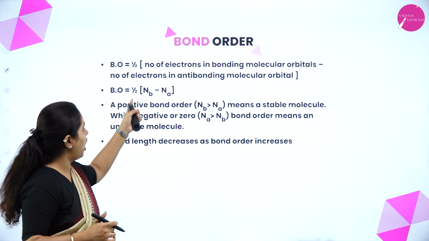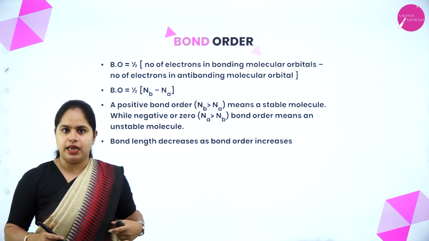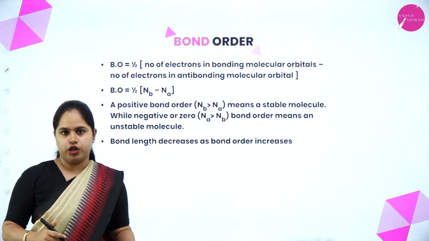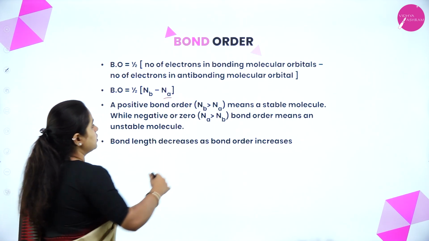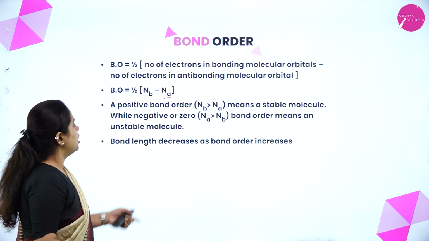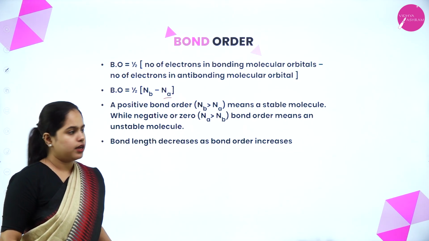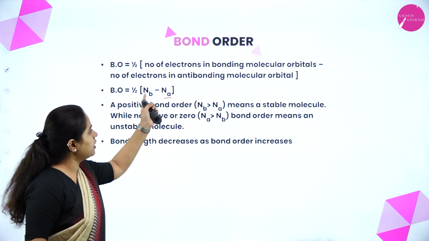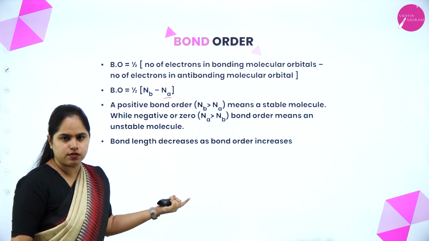So that is equal to half of Nb minus Na. Nb represents the number of electrons in bonding molecular orbitals and Na the number of electrons in antibonding molecular orbitals. So a positive bond order, right? That is, if Nb is greater than Na, then if we take the difference of Nb and Na, we get a positive value, right?